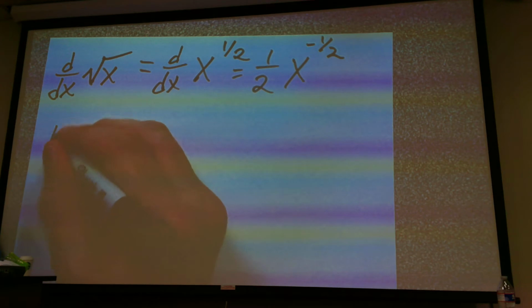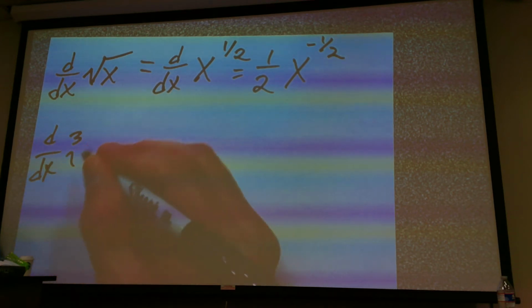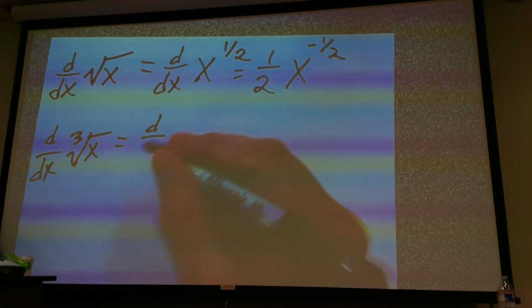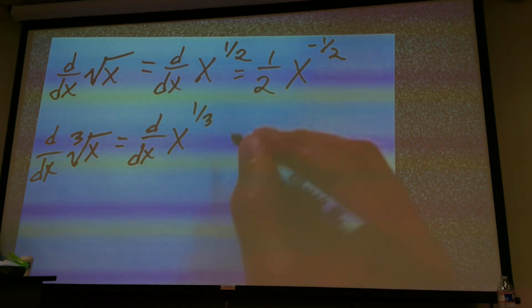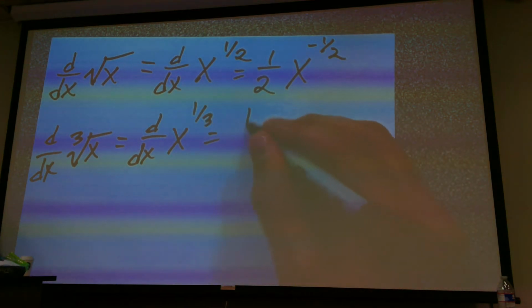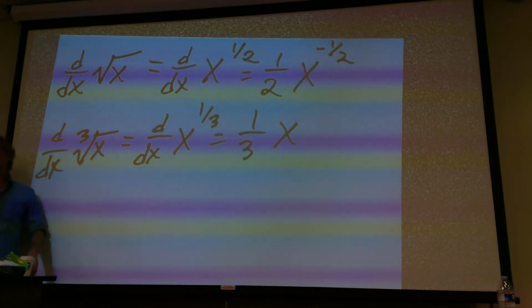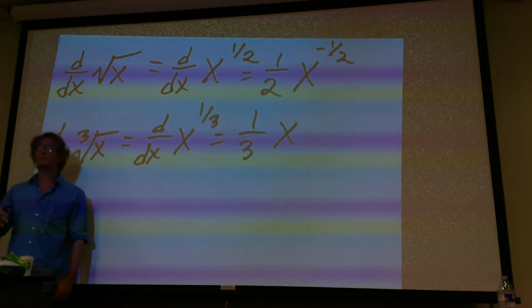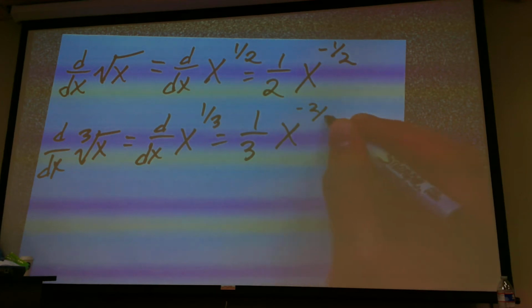Well, let's say we were going to take the derivative of the cube root of x. Well, that's the same thing as saying the derivative with respect to x of x to the 1/3 power. So that's going to become 1/3 times x to the, now we have to think, what's 1/3 minus 1? So that'd be 1 over 3 minus 3 over 3, which would be negative 2 over 3.